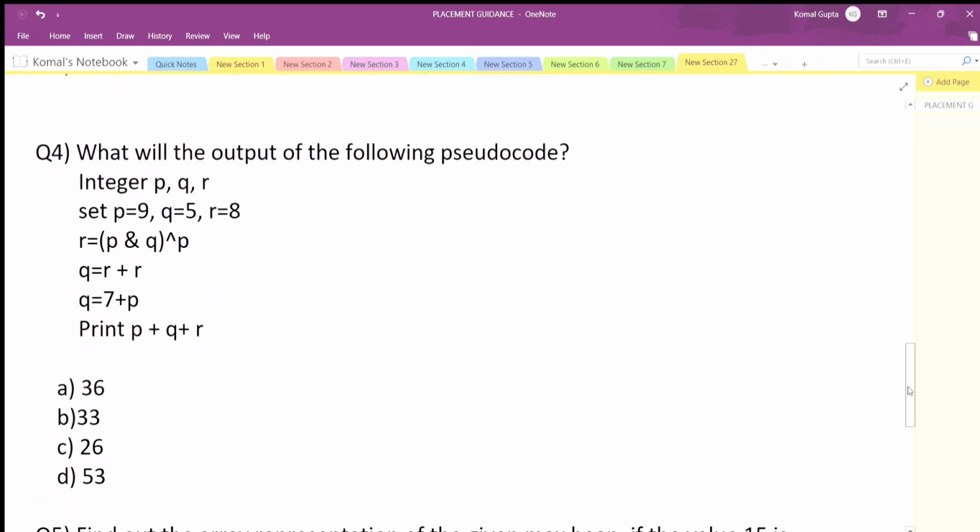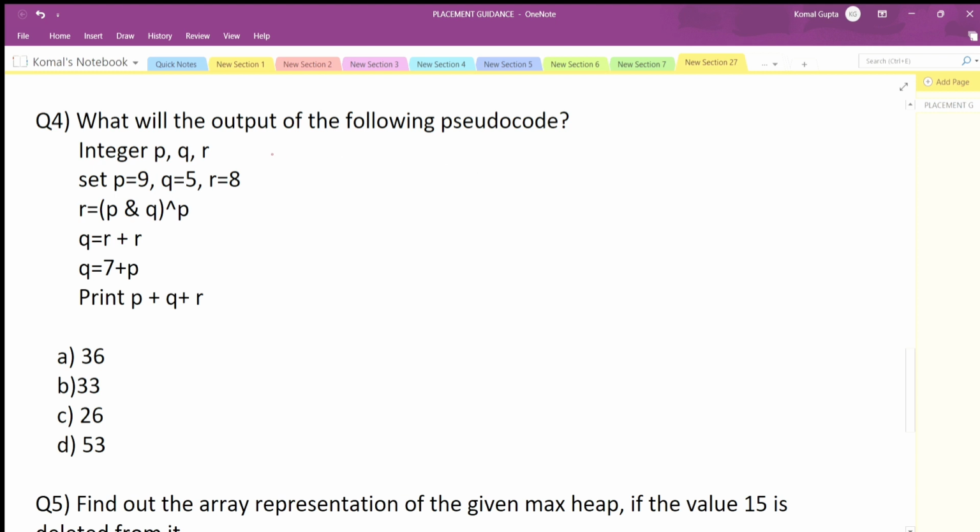Again, it is a pseudocode. What will be the output of the following pseudocode? Again, they have declared 3 variables. Then they have initialized p with 9, q with 5, r with 8. And what they are doing, r is equal to p. Now, I have told you that this is a bitwise operator. So first we have to change these values to their binary equivalent, and then we will solve it. And this is the sign for the XOR.